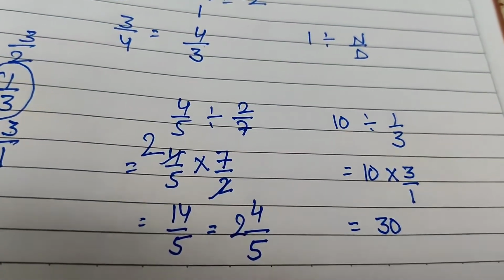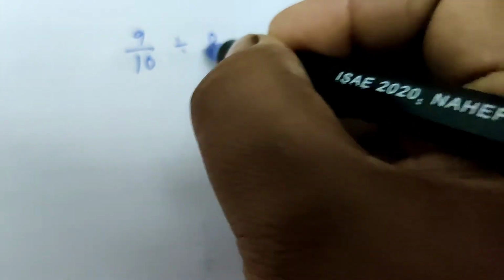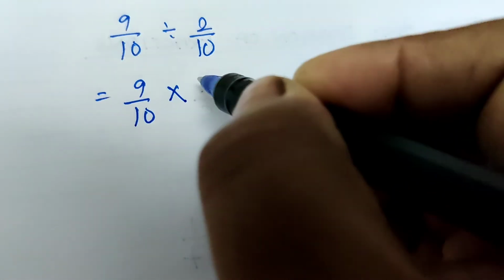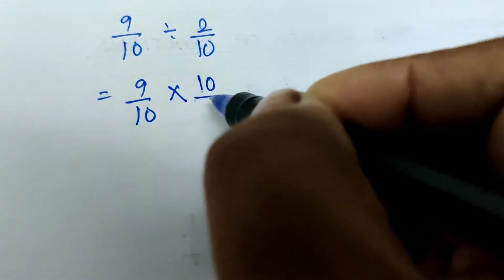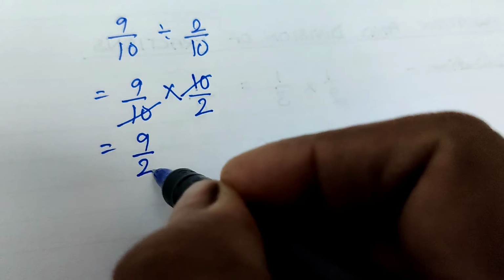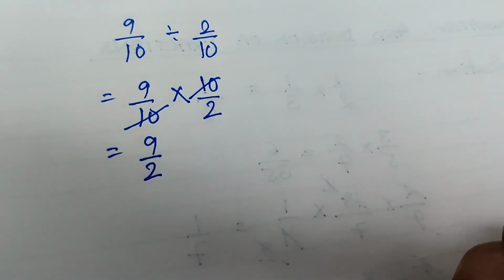And another example, 9 by 10 divided by 2 by 10. So you can write 9 by 10 first, then multiply and the reciprocal of this number, 10 by 2. 10 cancel. Then the answer you will get is 9 by 2. Okay.